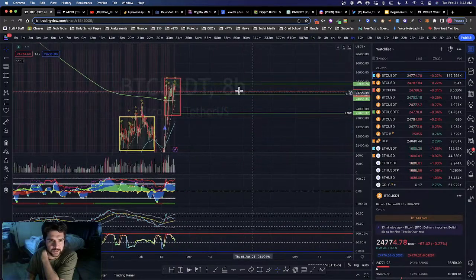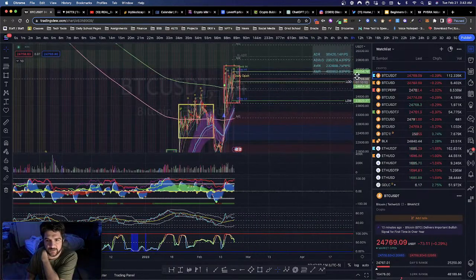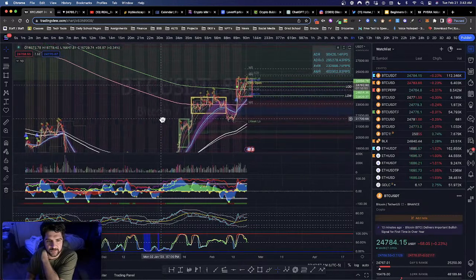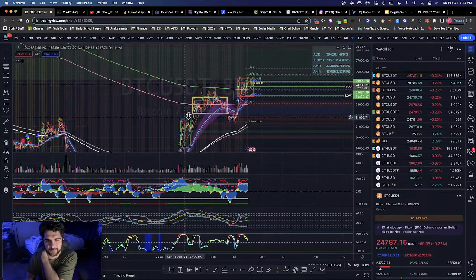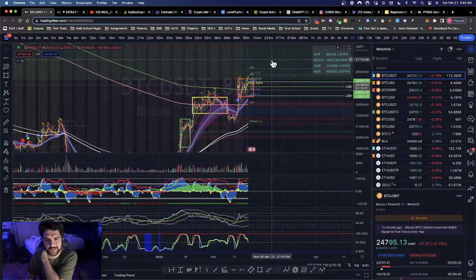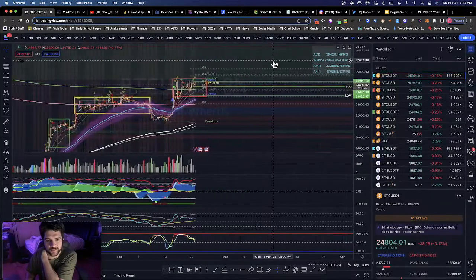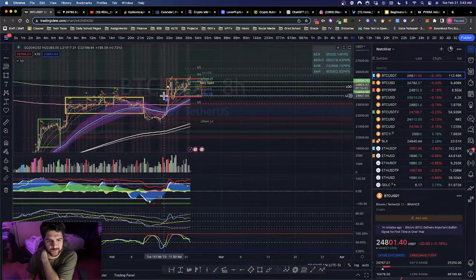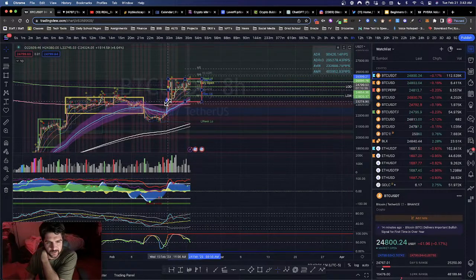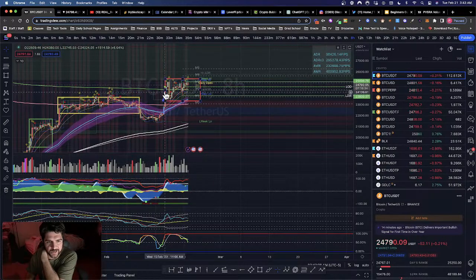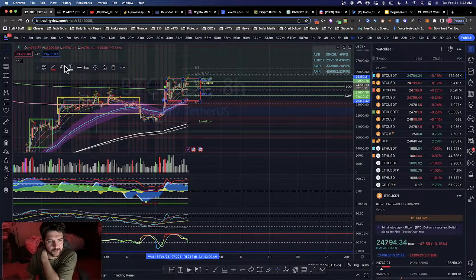Let's see the pattern on the 8 hour. Yeah, I still think that it's got higher to come. So, you would want to take a long from the bottom of the level. The level starts here. It's kind of where price sat into.